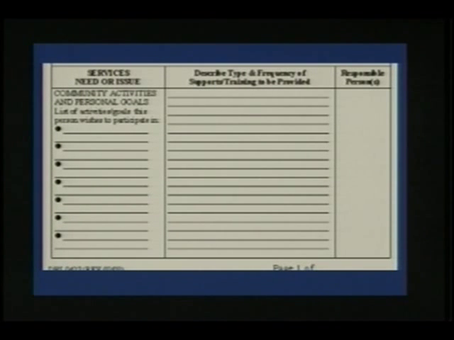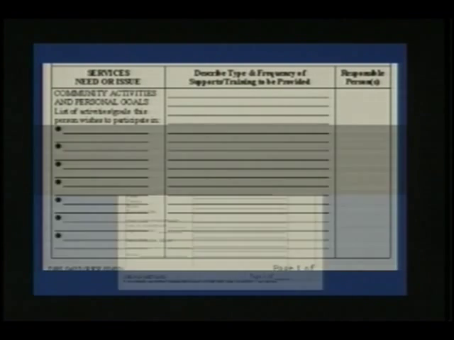Every single type of support a person needs will be put on the list along with the name of who will do it. Let's turn to page 2. As you can see, the same format continues here.